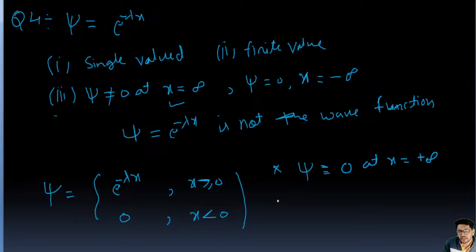Other conditions are already satisfied as well. The remaining condition for psi to be a wave function is that it is square integrable, and the integration from minus infinity to plus infinity of mod square of psi dx is going to give a finite value, right? So it is satisfying all the conditions. It means psi is a wave function.